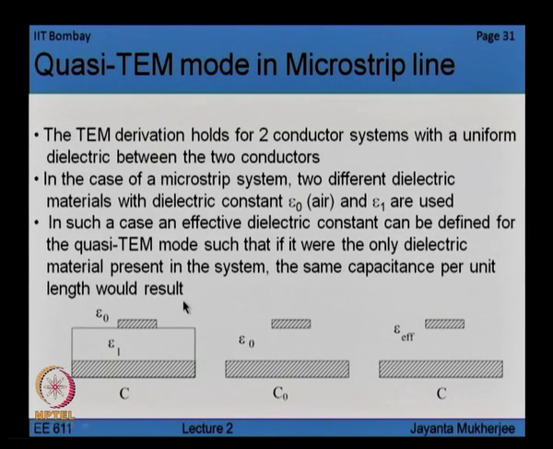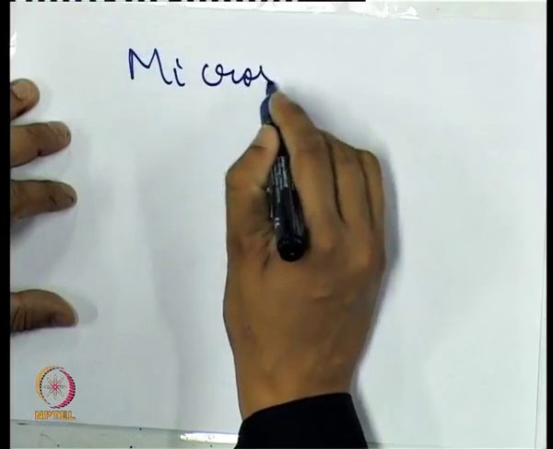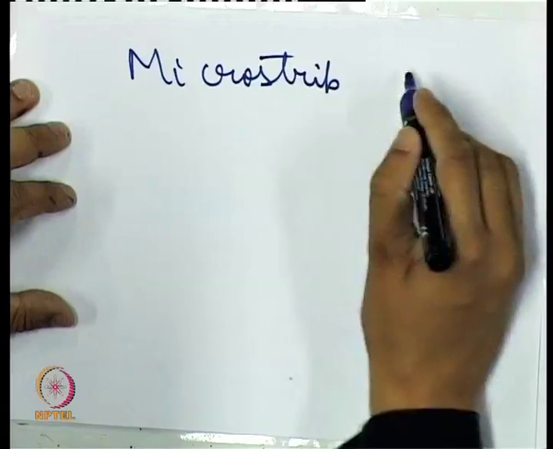The problem with a microstrip line is that, since it consists of two different conductors and two different dielectric materials, even though it has two conductors, the modes are not strictly TEM.